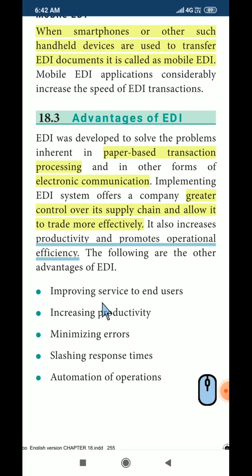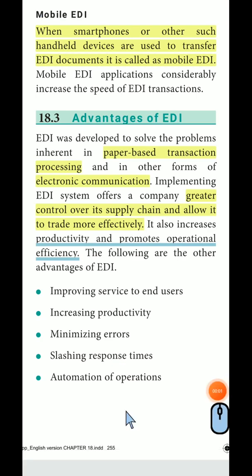So here we have some advantages of EDI. The first one is improving service to end users. End users are nothing but the companies who are getting benefit of using the EDI, otherwise we can say the customers. The next one is increasing productivity. Of course we can increase the productivity when compared to the process of commerce, that is the traditional business. The next one is minimizing errors. So it will avoid the errors when compared to the agreements that are done manually between the companies.